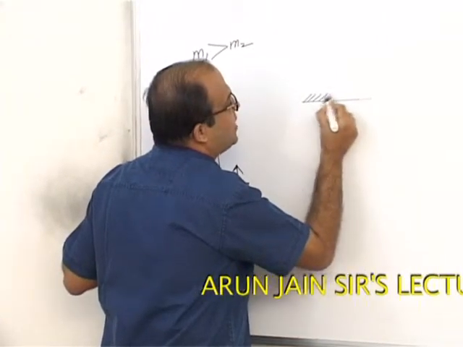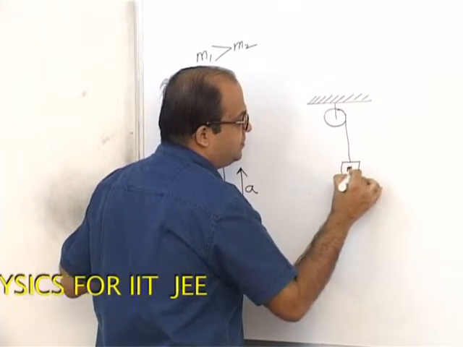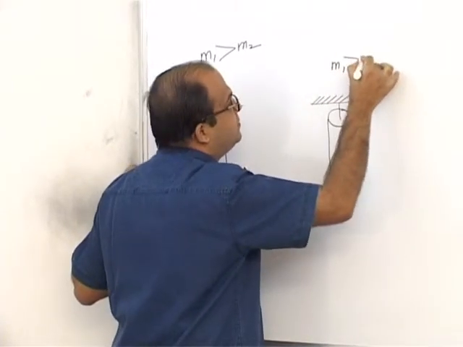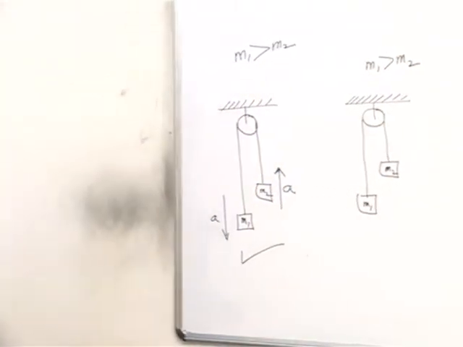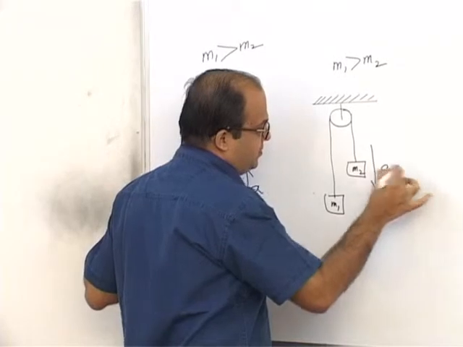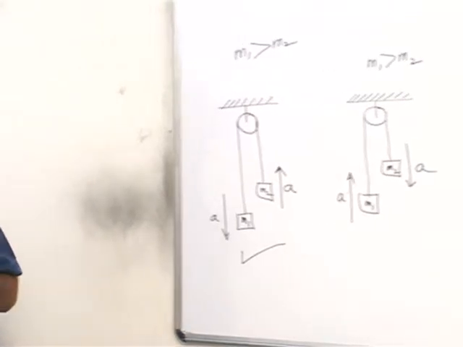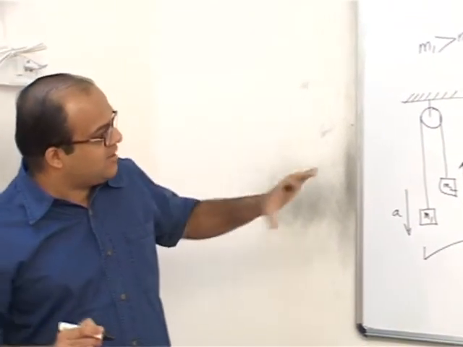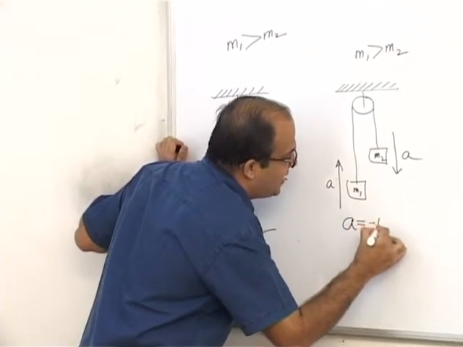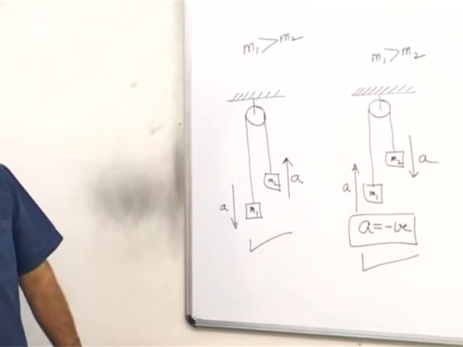But suppose we look at the same problem. M1 is greater than M2. But suppose by mistake we say that M2 will accelerate downwards and M1 will accelerate upwards. This is incorrect, but this is consistent. So even then we will get the answer. Only thing in the answer, acceleration will turn out to be negative. But we will still be able to solve the problem.